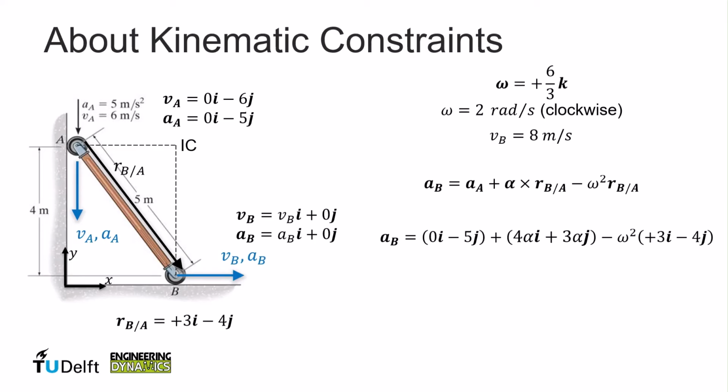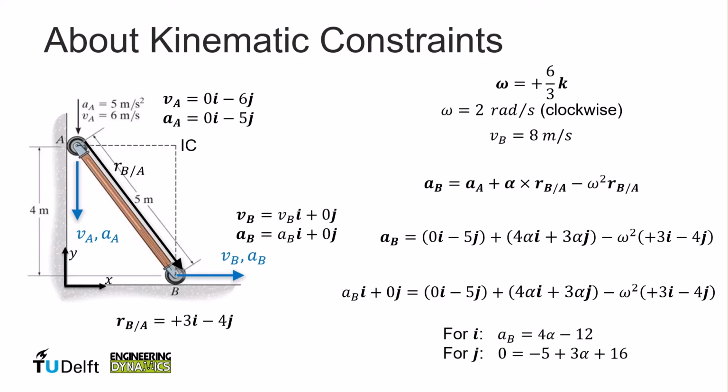Note that vector AB has only a horizontal component due to the kinematic constraints that we determined earlier. Thus, the vector equation becomes the following. There are two orthogonal components in this vector equality, which can be separated, leading to two independent equations. We have now two unknowns and two equations. Please pause the video and make sure you understand every step along the way.